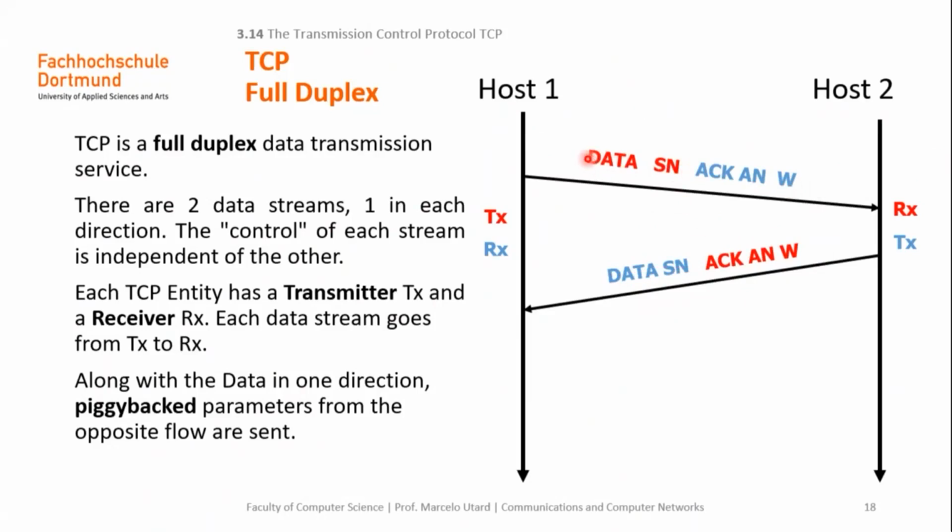Remember, there is a flow of data from host 1 to host 2 and another independent flow of data from host 2 to host 1. But there is, in fact, with these piggybacked parameters, a cooperation between the two flows in order to transmit some control information with the data of each flow.